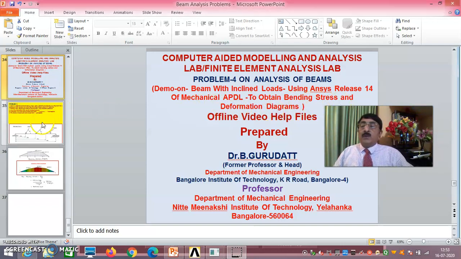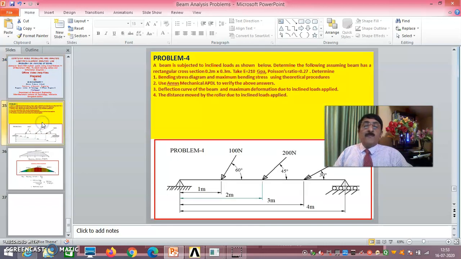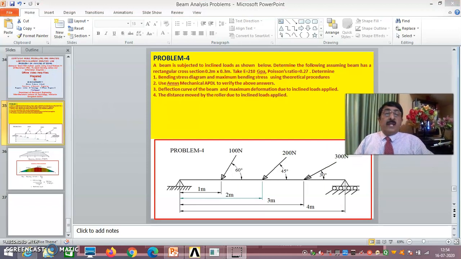Now you see here the problem is this. The beam is subjected to inclined loads as shown. Determine the following. Assume the beam has a cross section, same problem, 0.2 into 0.3 meters. E is 210 GPa, Poisson's ratio 0.27. Determine the bending stress diagram and maximum bending stress using the theoretical procedure. Use Ansys Mechanical APDL to verify the above answers.